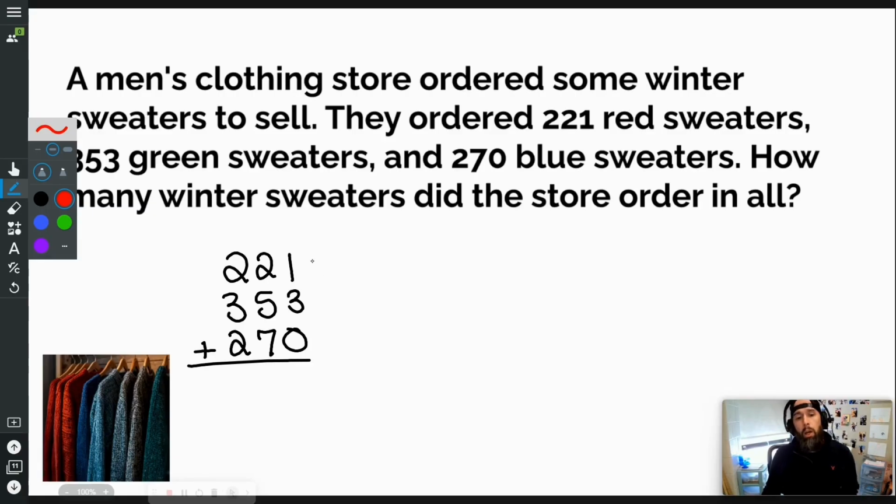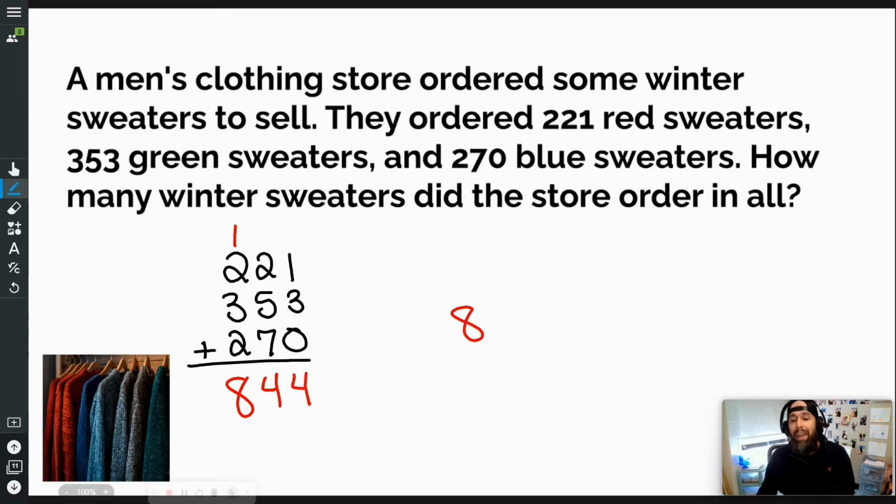Let's add these three numbers up. Start at the top right. Remember your numbers along the way. 1 plus 3 is 4. 4 plus 0 is also 4. 2 plus 5 is 7. 7 plus 7 is 14. Write out your 4. Carry the 1. 1 plus 2 is 3. 3 plus 3 is 6. 6 plus 2 is 8. So we have 844 winter sweaters.